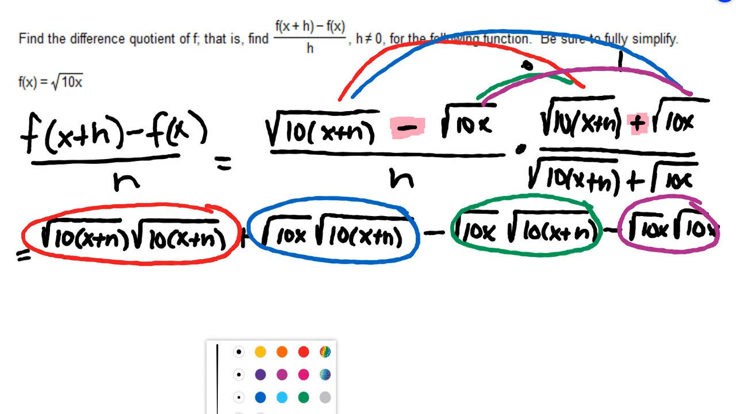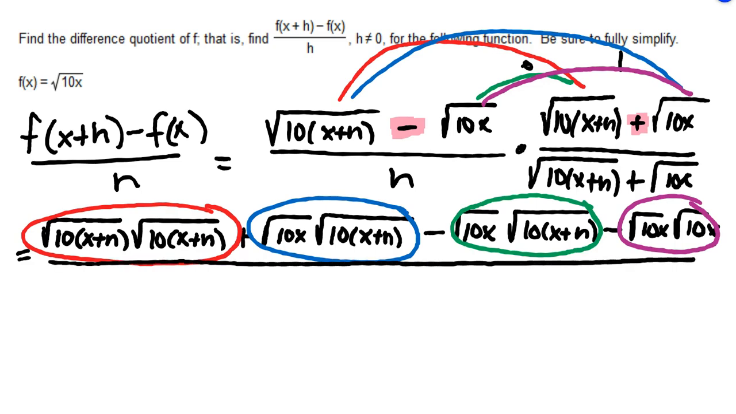In the denominator, for all of that, I am not going to multiply anything out. I'm going to leave it in its factored form. So I have h times (square root of 10 times (x plus h) plus square root of 10x).